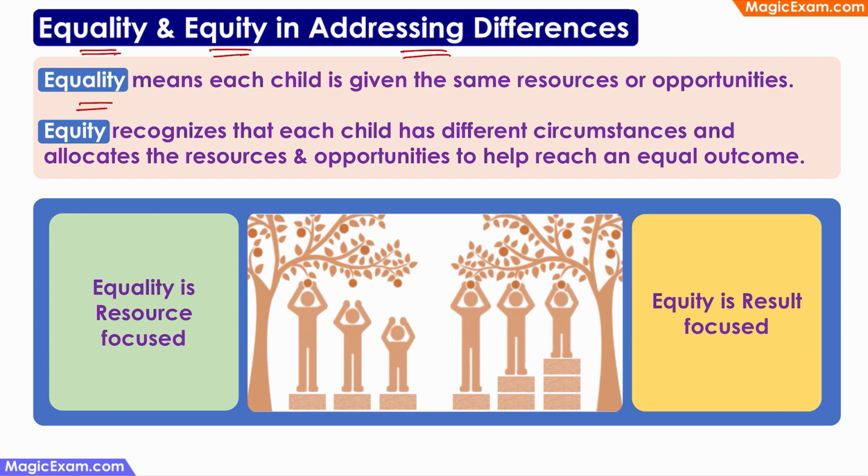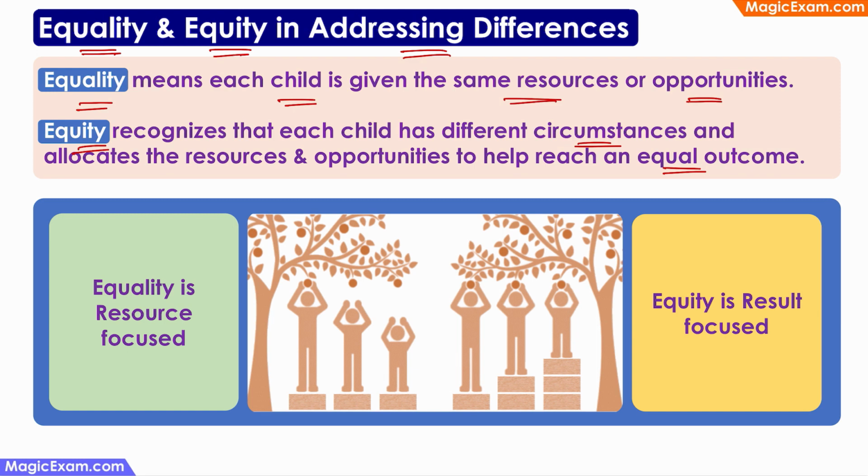Well, equality means that all the children are given the same kind of resources or opportunities. Right? But equity means that given the fact that children come from different circumstances and different backgrounds, each child is given enough resources or enough opportunities to make sure that all children reach the same outcome, the same result.